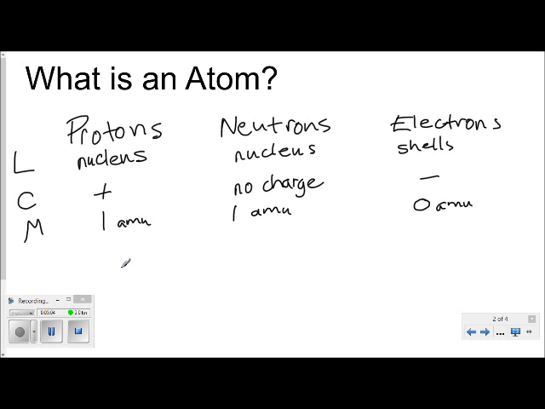So an important thing that we talk about is protons, well, they contribute to both mass, 1 AMU, and charge. Neutrons just contribute to mass, and electrons contribute just to charge because they have no mass.